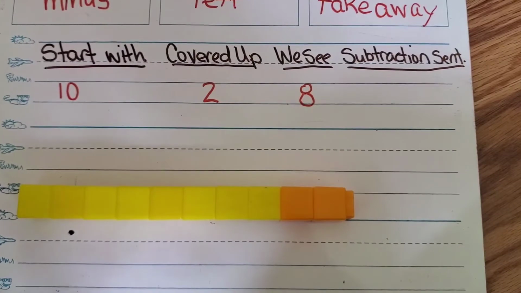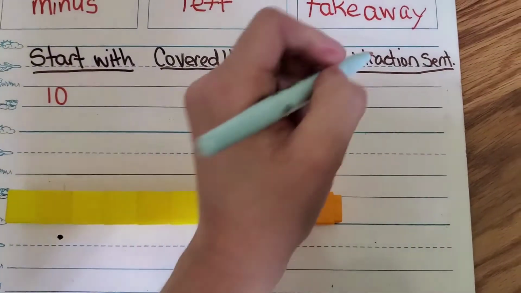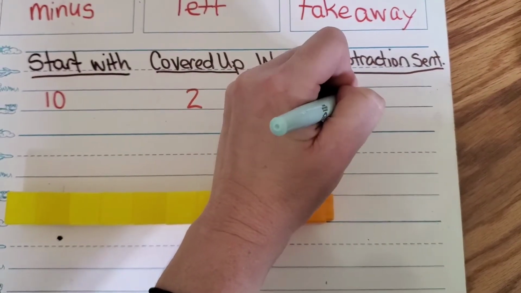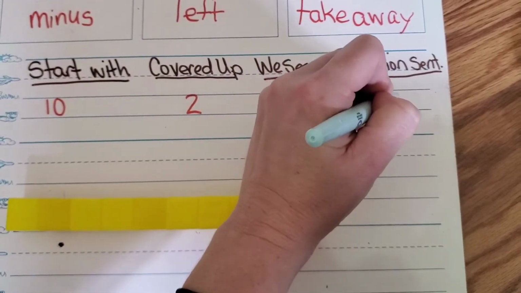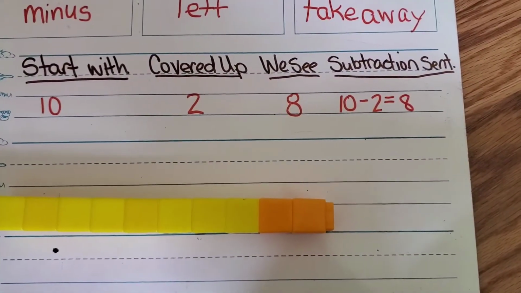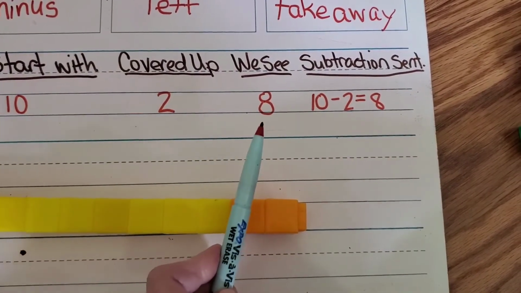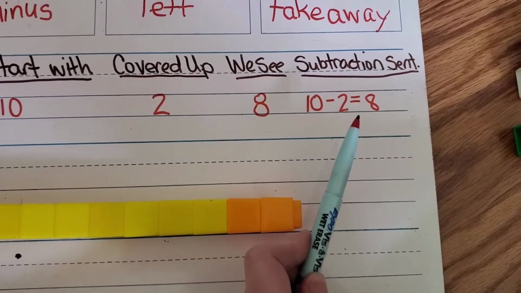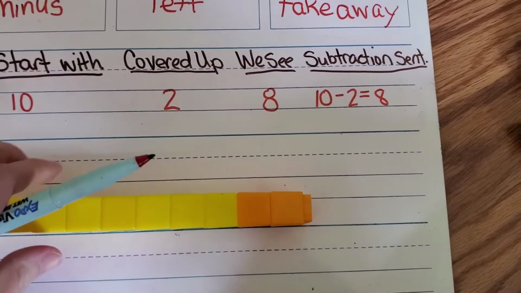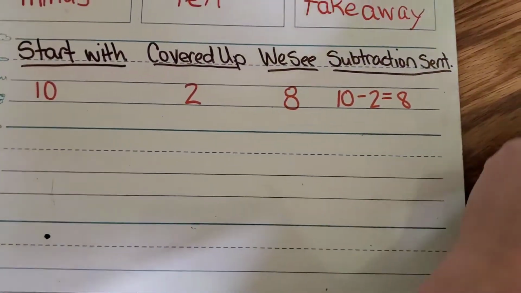Now what is our subtraction sentence? 10 minus 2 is equal to 8. See, we just added in our symbols to make our subtraction sentence. Let's do one more that way.